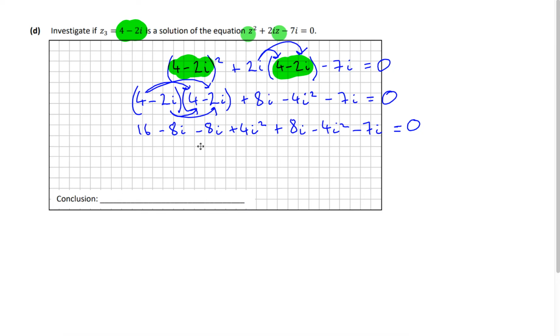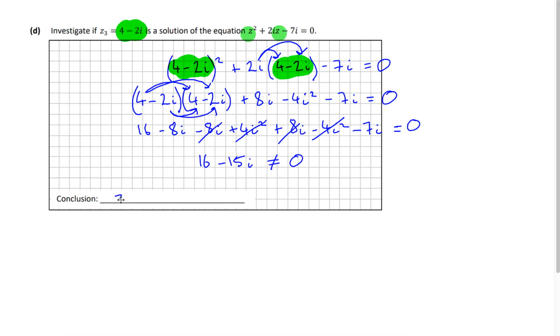Okay, so let's see. We have plus 4i squared minus 4i squared, so they cancel each other out to give 0. We've got minus 8i plus 8i. They cancel each other out. Then we've got 16 here, minus 8i minus 7i. So that would give us 16 minus 15i, which is not equal to 0.